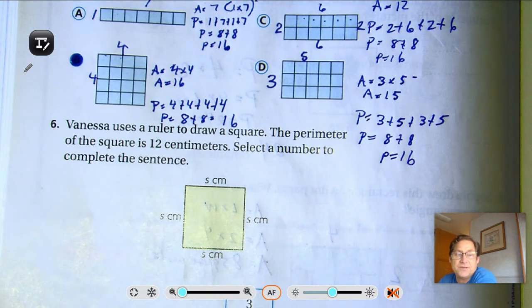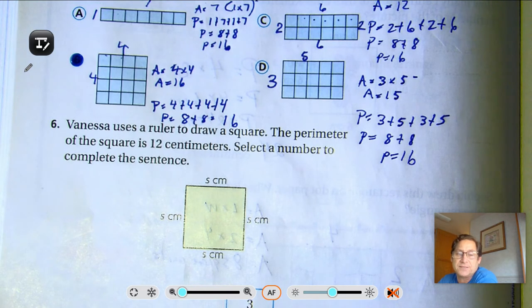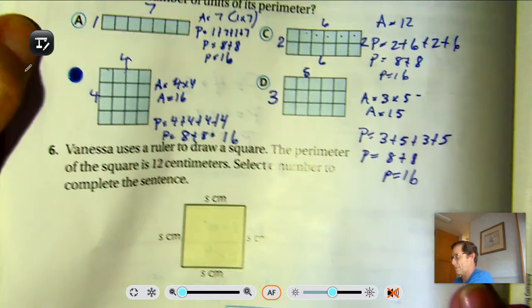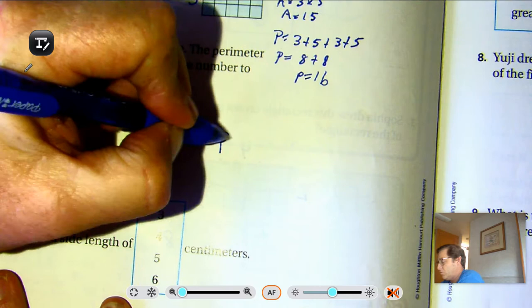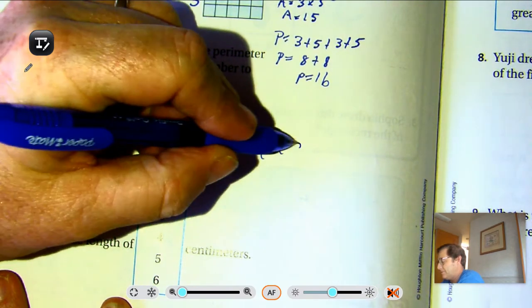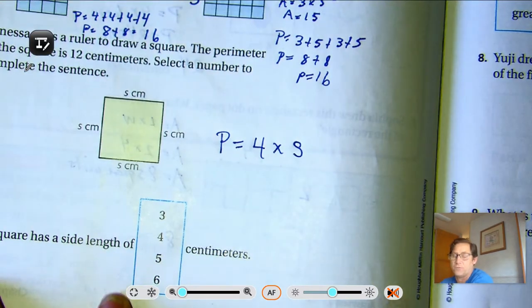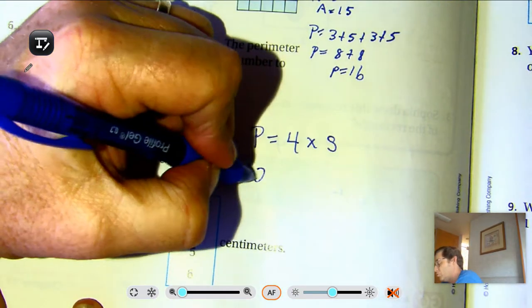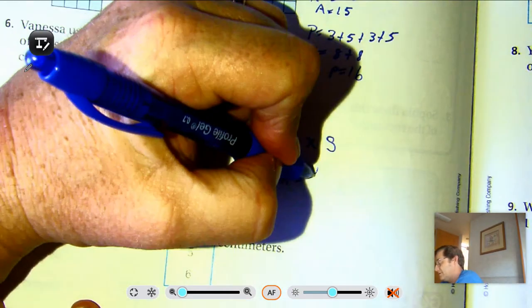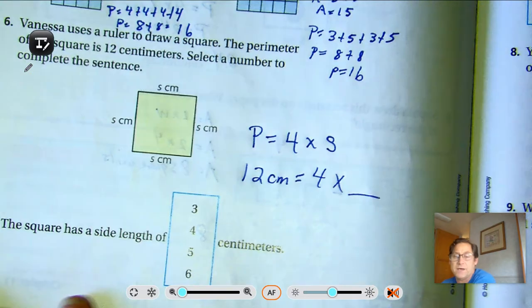Number 6. Vanessa uses a ruler to draw a square. The perimeter of the square is 12 centimeters. Select a number to complete the sentence. So we know that the perimeter of a square is 4 times the number of sides, 4 times the measurement of the sides. And they told us that the perimeter is 12 centimeters. So 4 times what is 12?